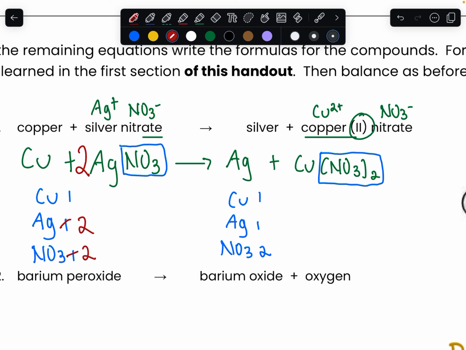Not to worry though, because we can edit that after the fact in post by putting a 2 in front of that lone silver on the product side. So from there, if we check our atom inventory, we are all balanced, and that question is done. Big key with this is writing the proper formula, right? If you wrote this as copper nitrate with only one nitrate, you wouldn't have gotten the proper equation or reaction going, and that would be incorrect.